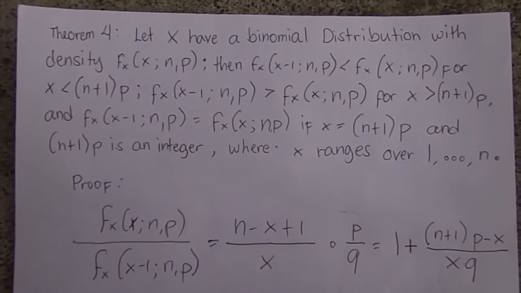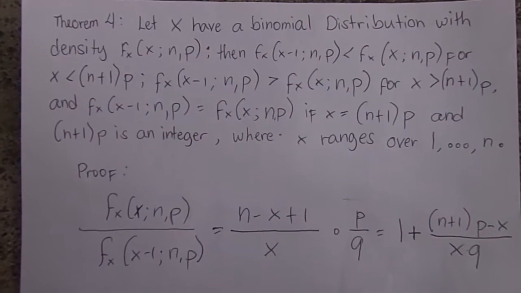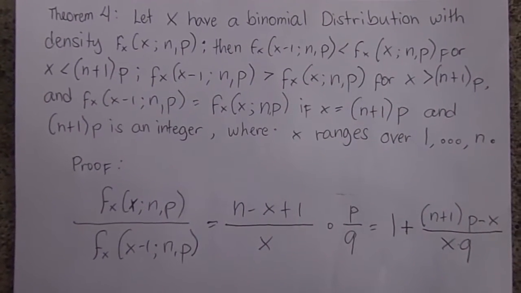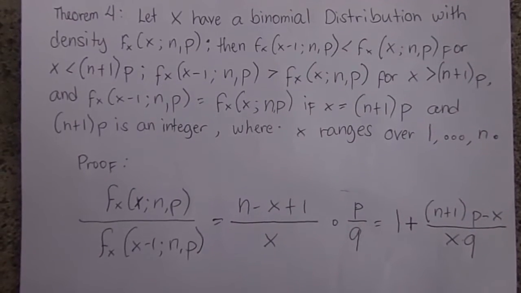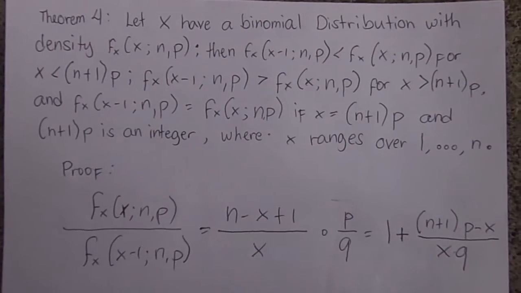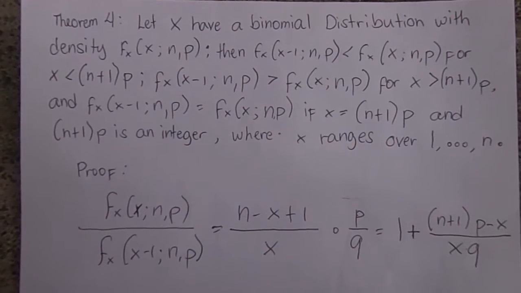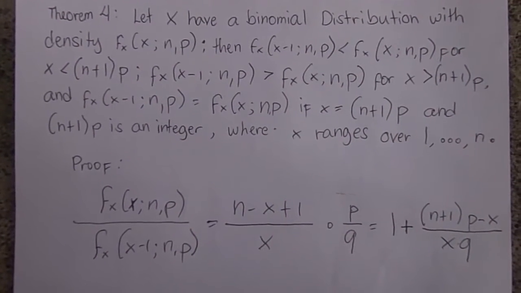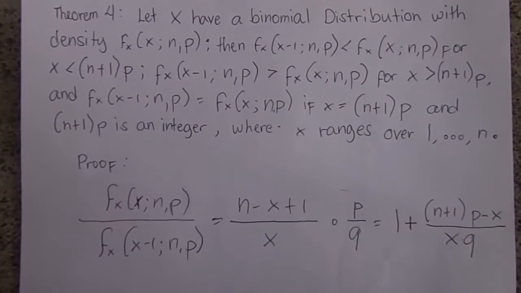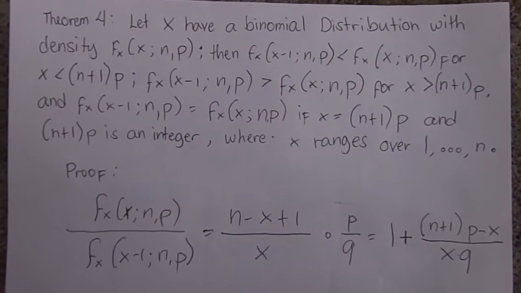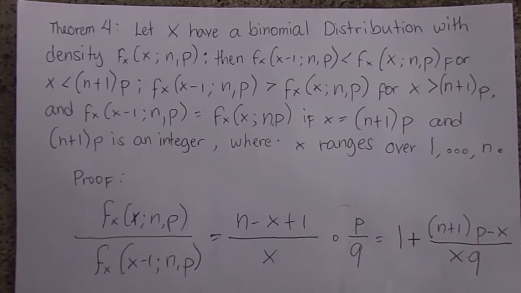Let X have a binomial distribution with density function f(x; n, p). Then f(x-1; n, p) is less than f(x; n, p) for every x less than the quantity (n+1)p.